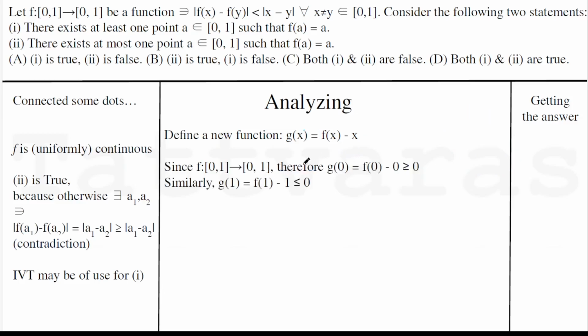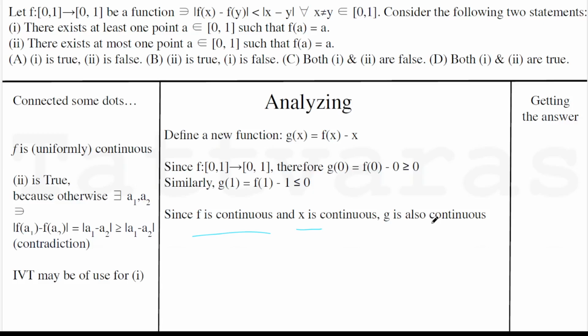So now let's investigate certain things about the new function g. When you look at the boundary point, g(0) = f(0) minus 0, it is greater than or equal to 0 because of the codomain and domain of f. So f cannot take any value less than 0, right? That's why this. Similarly, about g(1), this thing follows, that g(1) is less than or equal to 0. Another interesting thing: f is continuous, x as an individual function is also continuous.